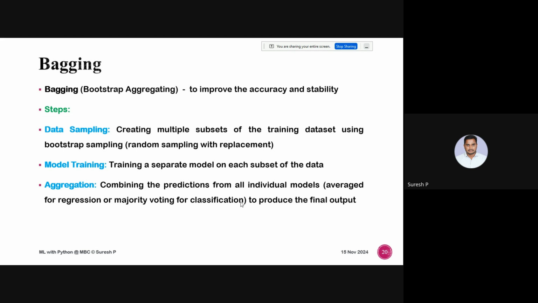Also in the case of classification, we can use the majority voting technique. Based on the number of models producing the same result, we come to a strong conclusion about that particular prediction or class. That is called aggregation. So this is the diagrammatic representation of the bagging technique.